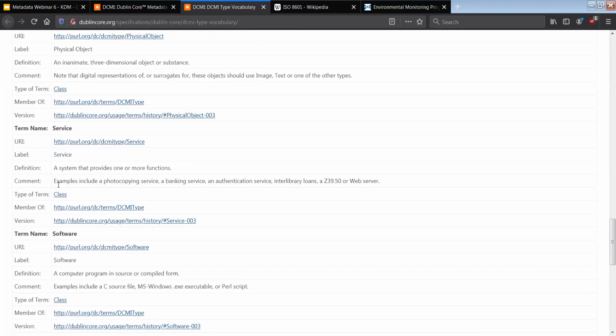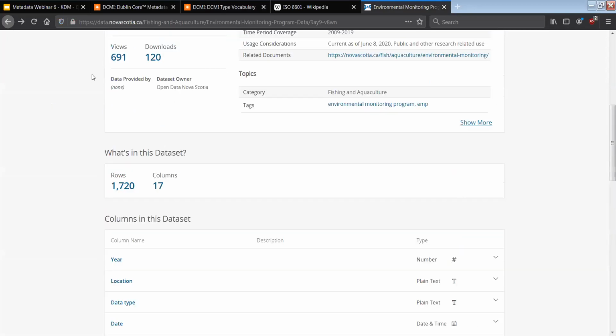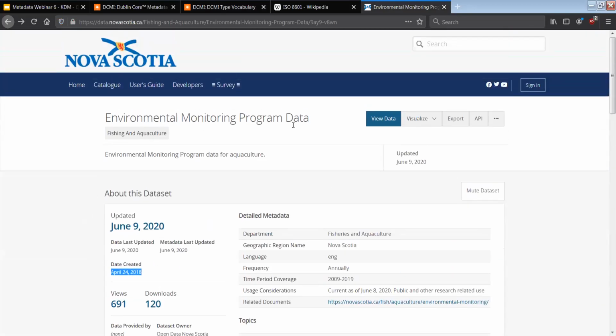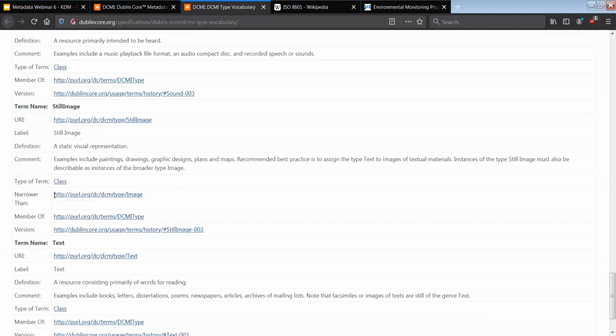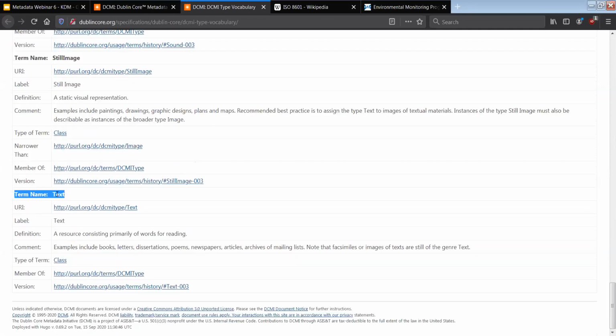But I believe the Open Data Nova Scotia site is more of the service than this particular data set on the website being a service. And you might even have an argument for the resource being text, since you can export it in CSV. But text is specifically for things that are meant for reading. You would never read a CSV file like you would a book. So I don't think that's appropriate here.